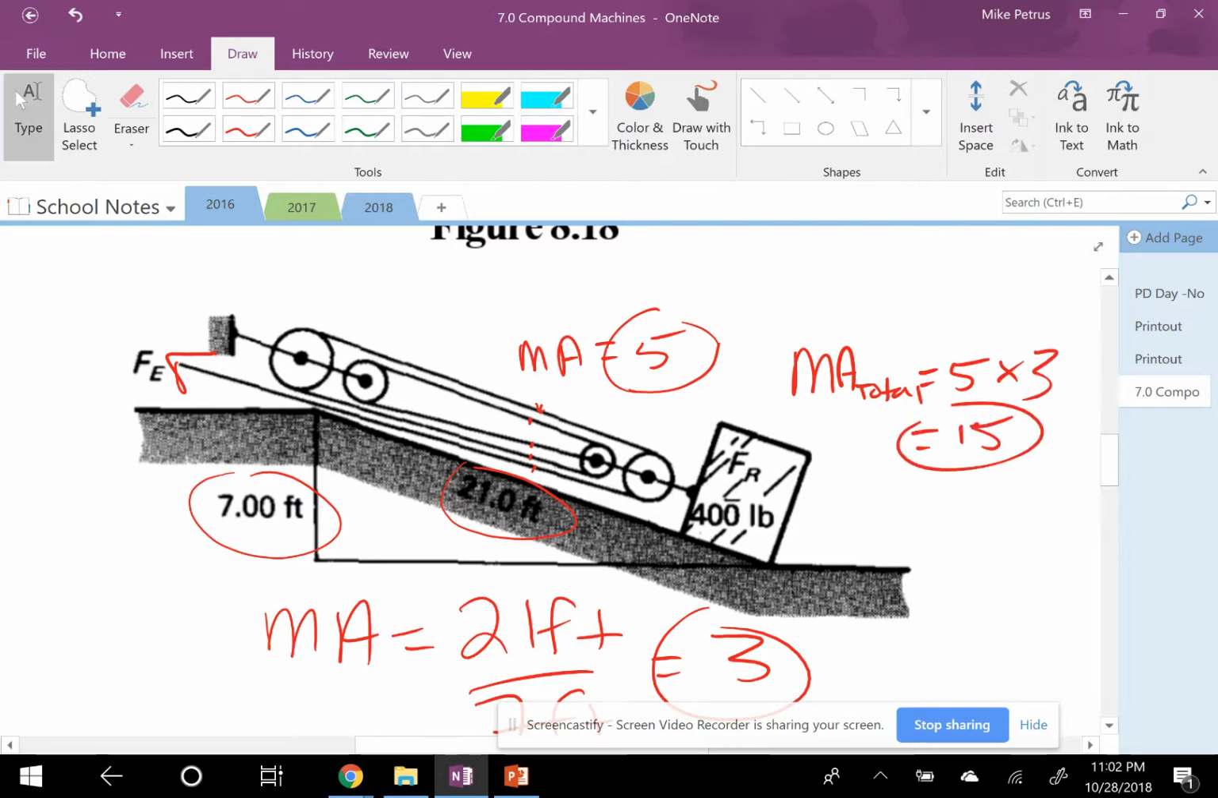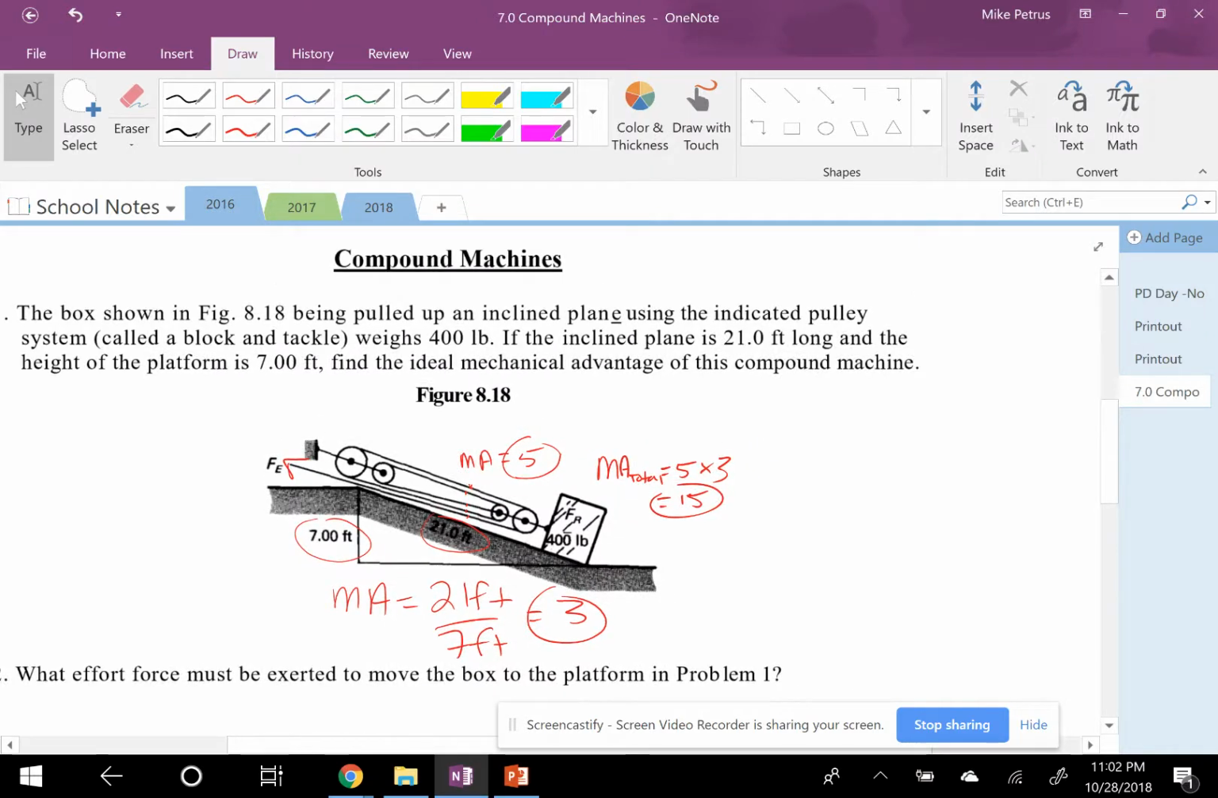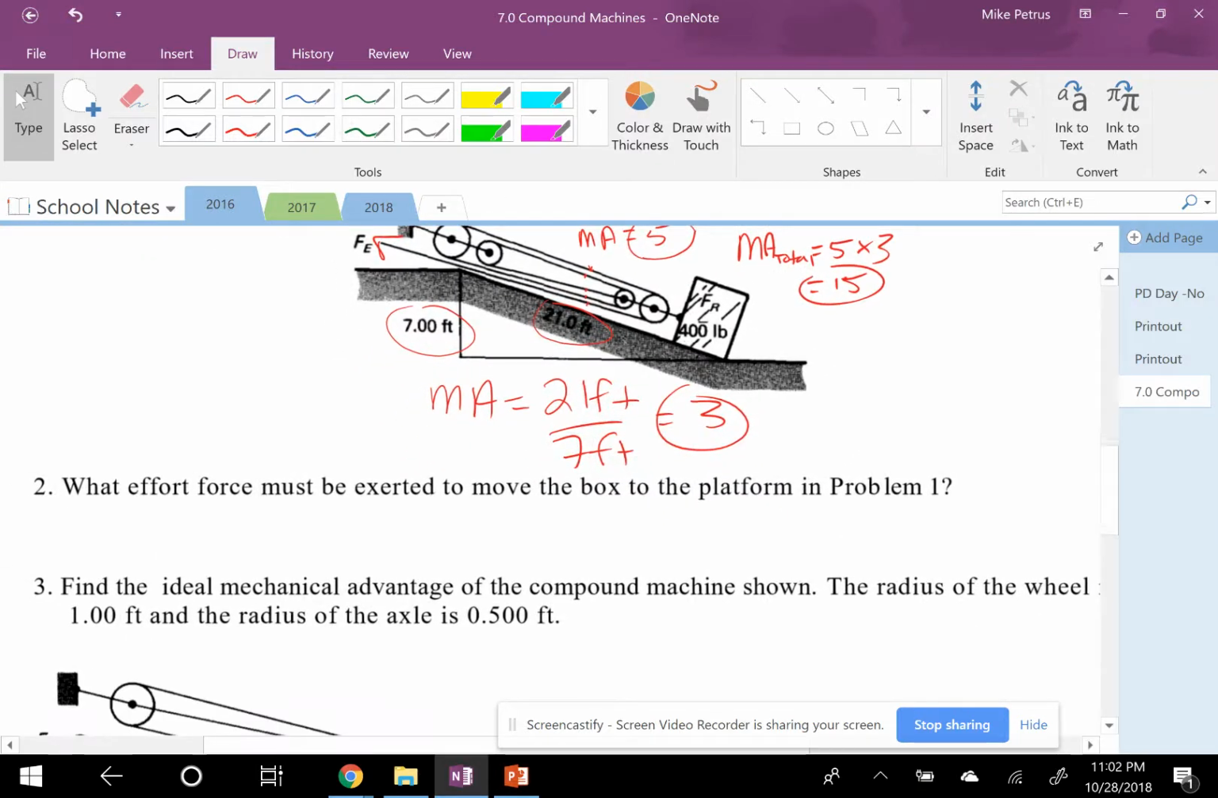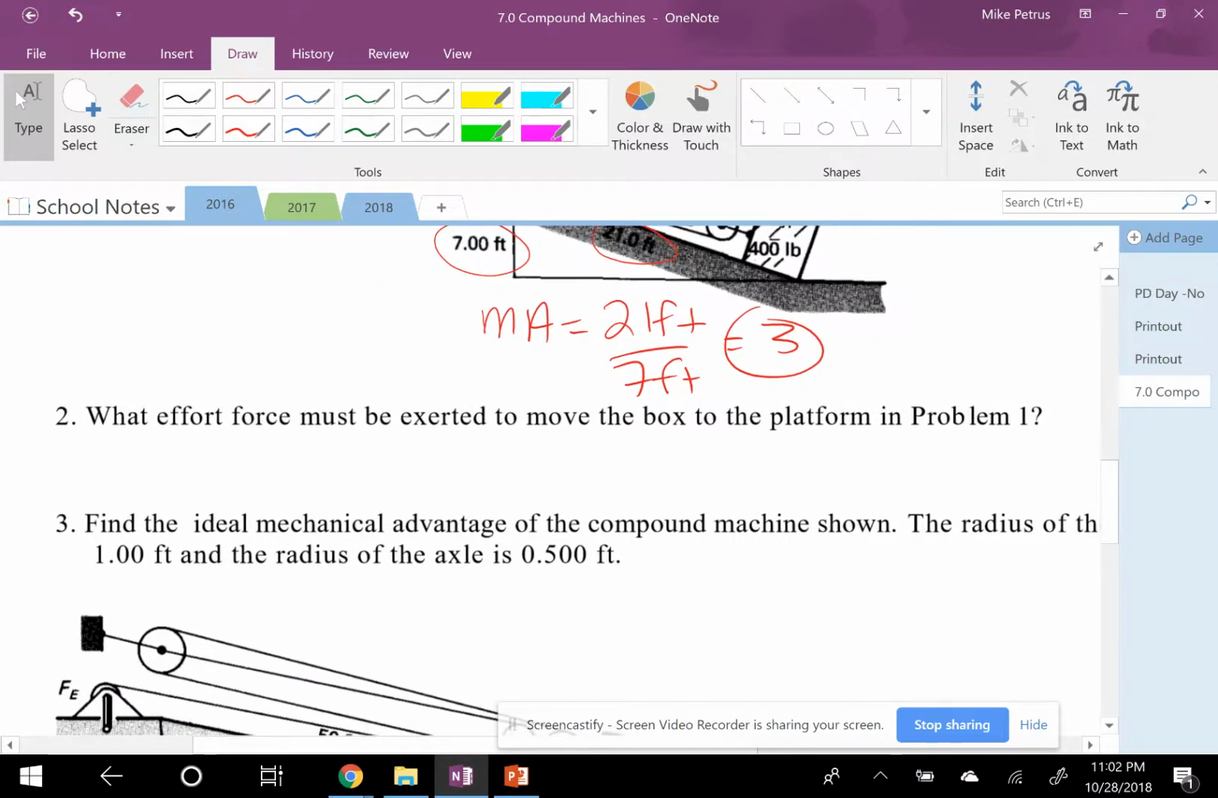And that's all question 1 asks us to do, is solve for the mechanical advantage of this compound machine. We did it. It's 15, all right? You guys put that answer on your assignment, I'll give you full credit for it, like you did it on your own. Now, the second question says, what effort force, Fe, must be exerted to move that box up to that platform, up the ramp with that pulley system?